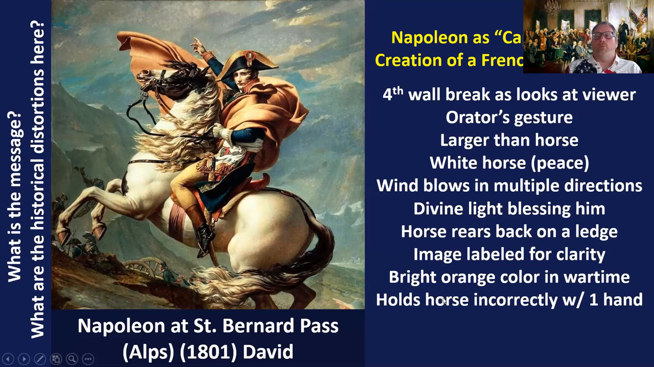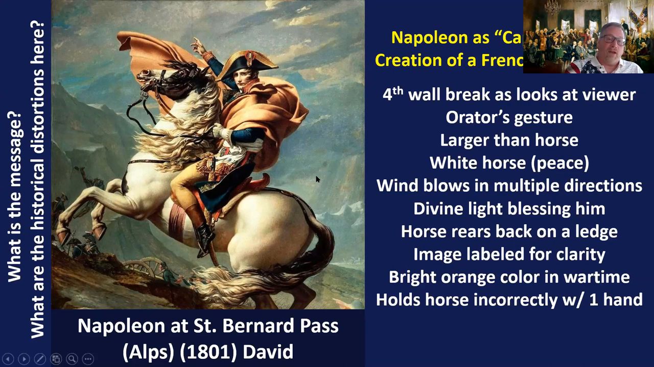We're going to have fourth wall breaks. He looks out at the viewer, he's looking at you. He does the orator's gesture like, I got this. He's larger than his horse. He was known as being a smaller man, but even with that said, he's larger than the horse. A white horse is a symbol of peace. He's a battle-ready military individual.